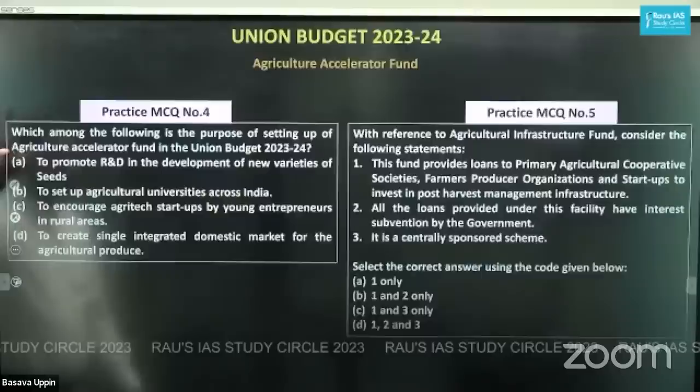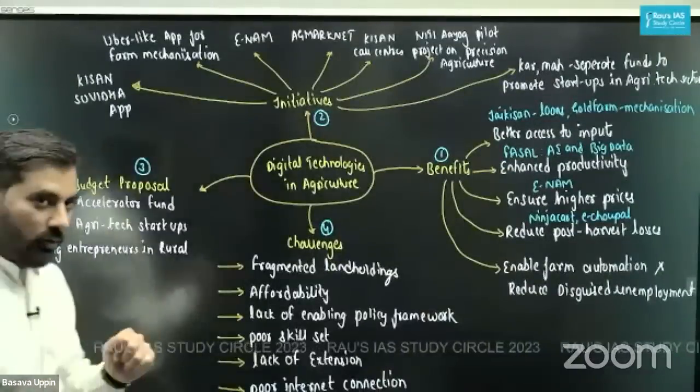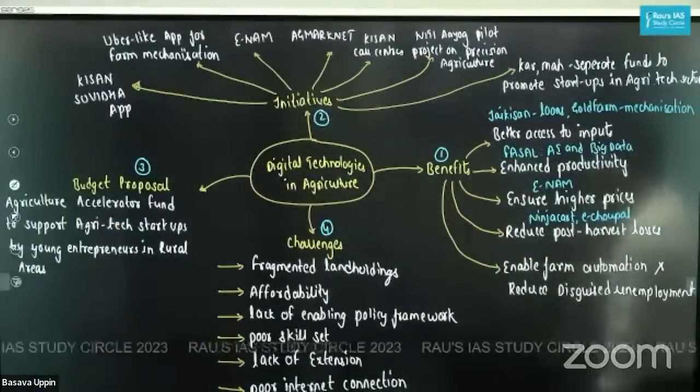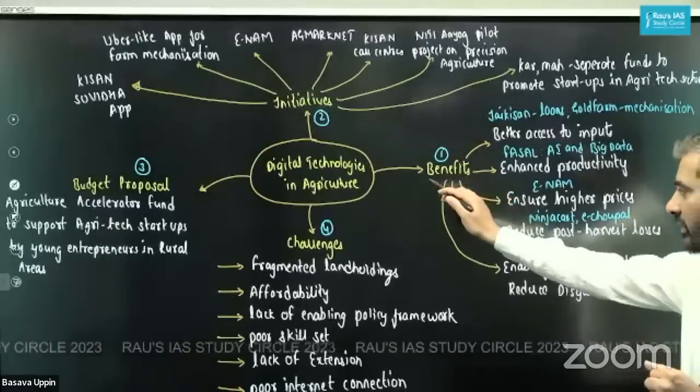So what I'm going to do now is discuss everything related to the adoption of digital technologies in agriculture. I'm going to discuss the benefits, what initiatives the government has taken, and what the challenges are, so that if you get a question in UPSC mains related to this topic, you should be able to answer it. So let's start with the topic. Please have a look at the mind map on digital technologies in agriculture. Let's start with the benefits part.